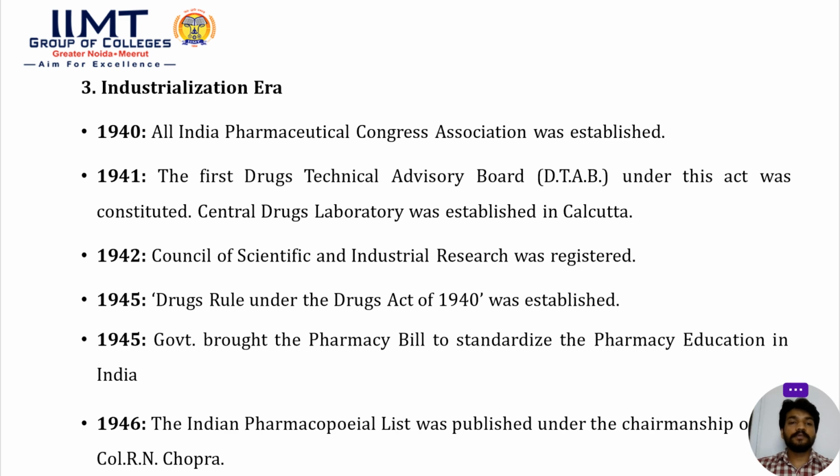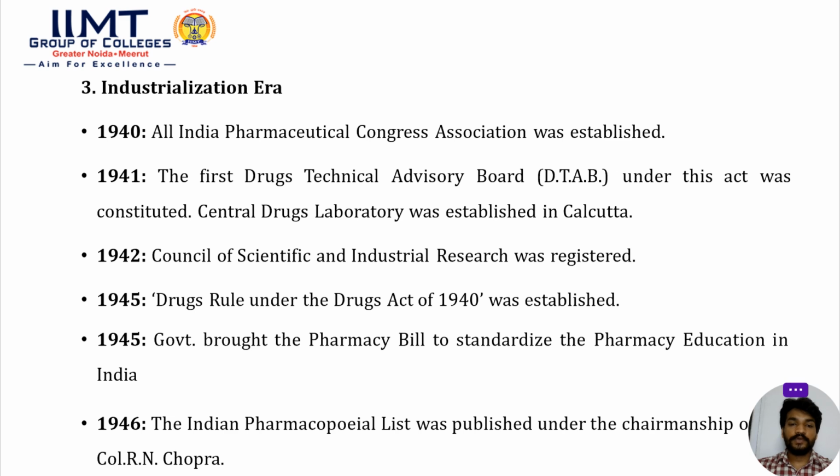Next comes the industrialization era. The industrialization era starts from the year 1940, in which the All India Pharmaceutical Congress Association was established. In the year 1941, the first Drugs Technical Advisory Board under this act was constituted, and the Central Drug Laboratory was established in Calcutta. In the year 1942, the Council of Scientific and Industrial Research was registered.